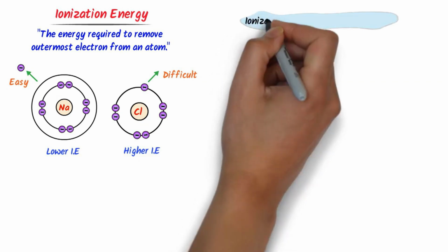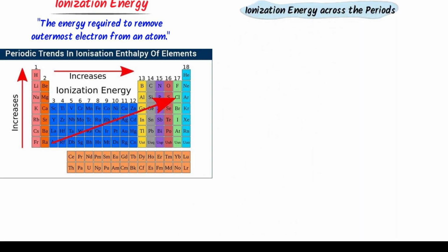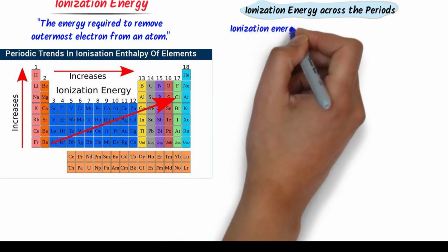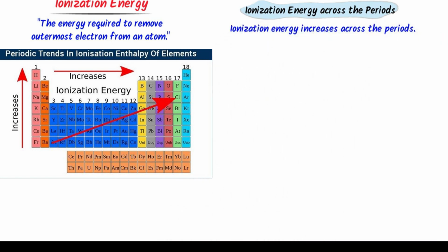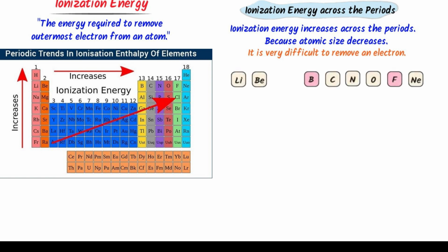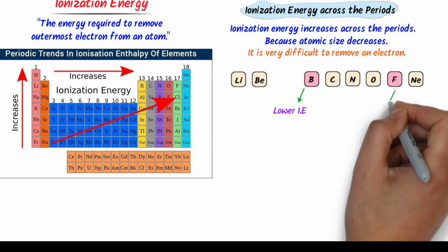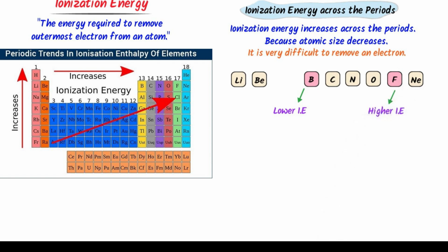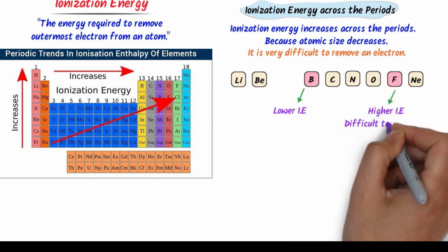Now we will learn ionization energy across the period from left to right. In the periodic table, ionization energy increases from left to right. It is because atomic size decreases from left to right, due to which it is very difficult to remove an electron from the outermost shell of an atom. For example, in the second period, boron has lower ionization energy than fluorine. It is because fluorine has smaller size.